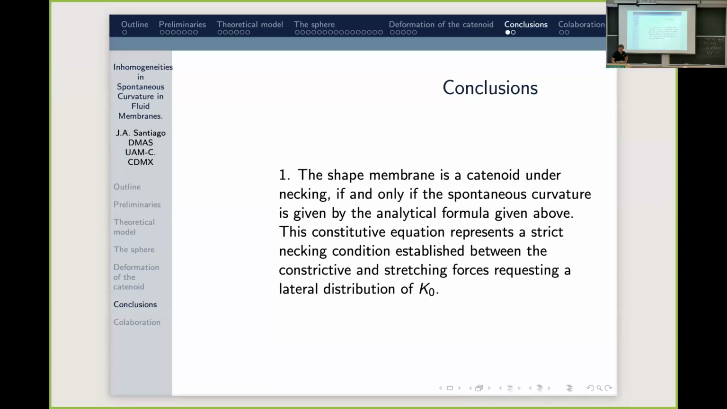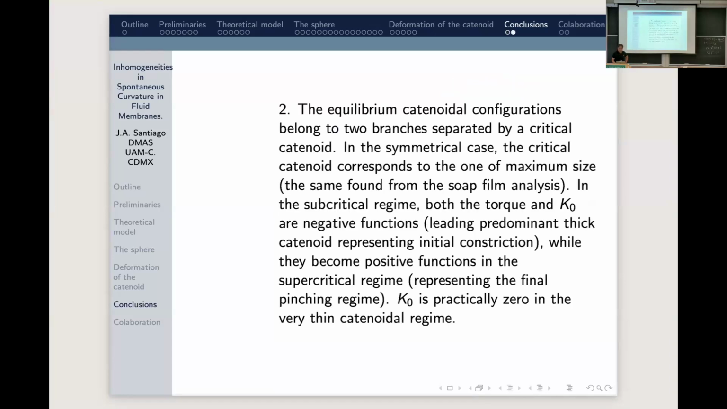Not only the force coming from the curvature, but also from the asymmetries on the membrane. Okay, in this case we have a critical point or critical catenoid, right? But of course, the problem is complex. For instance, in this case, the spontaneous curvature is not conserved along the surface.